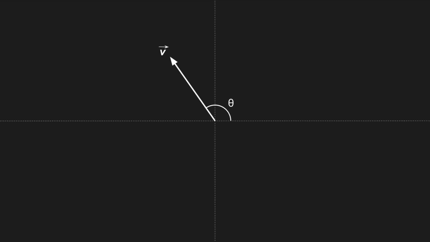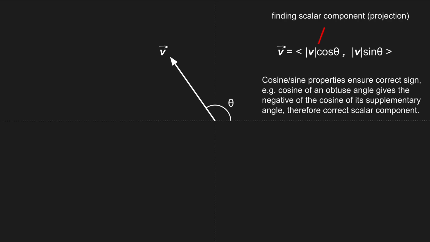Another way we can define vectors is by their magnitude and the angle they make with the x-axis. When we have a vector defined this way, to find the scalar components, we multiply its magnitude and the cosine or sine of the angle it makes with the x-axis. Thanks to the properties of these trigonometric functions, we get the correct scalar component, even if it's an obtuse angle.